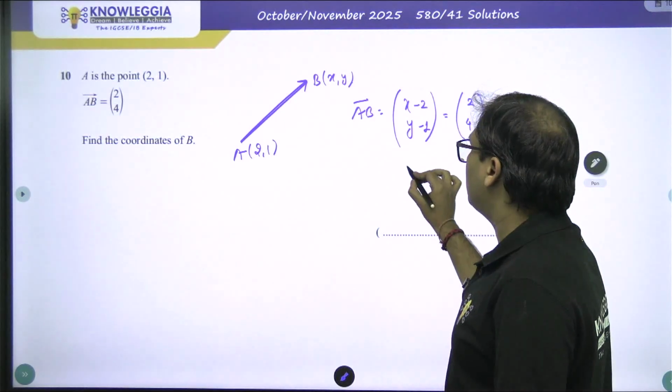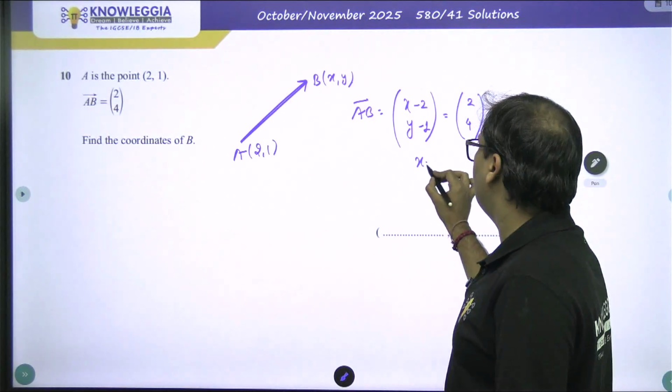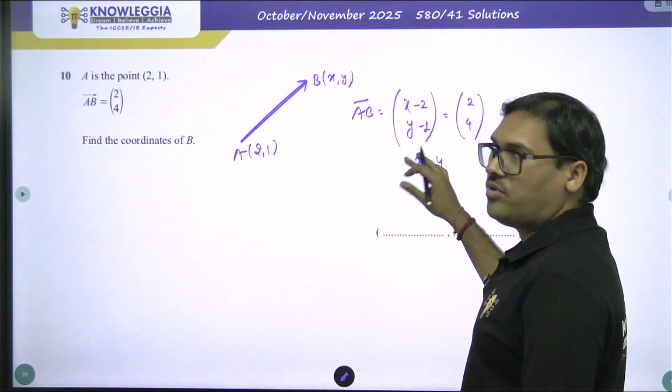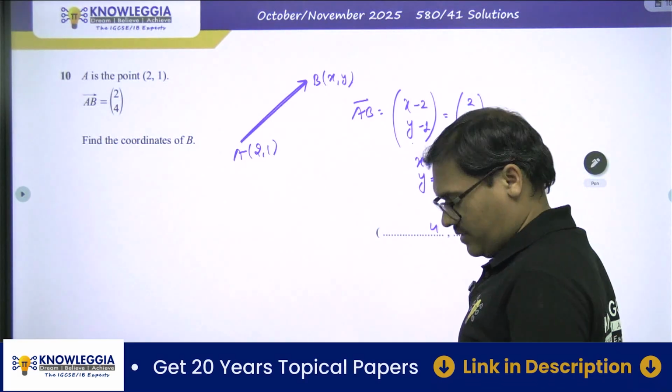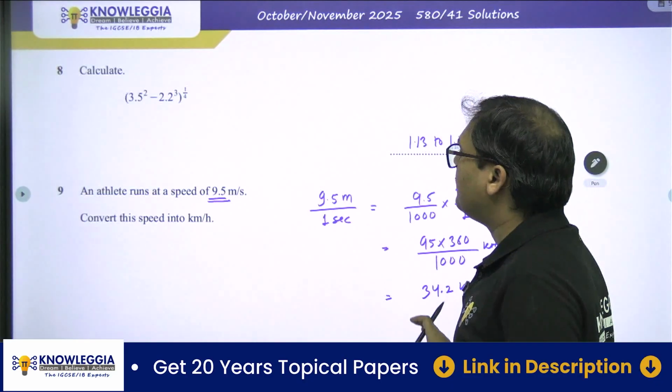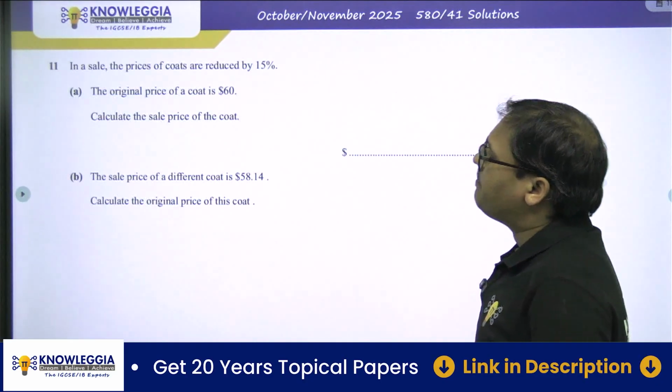Correct? So x minus 2 equal to 2. That is x equal to 4. And y minus 1 equal to 4. That is y is equal to 5. So what is the point? 4 comma 5. That is the answer. 4 comma 5. Okay. So now next question.